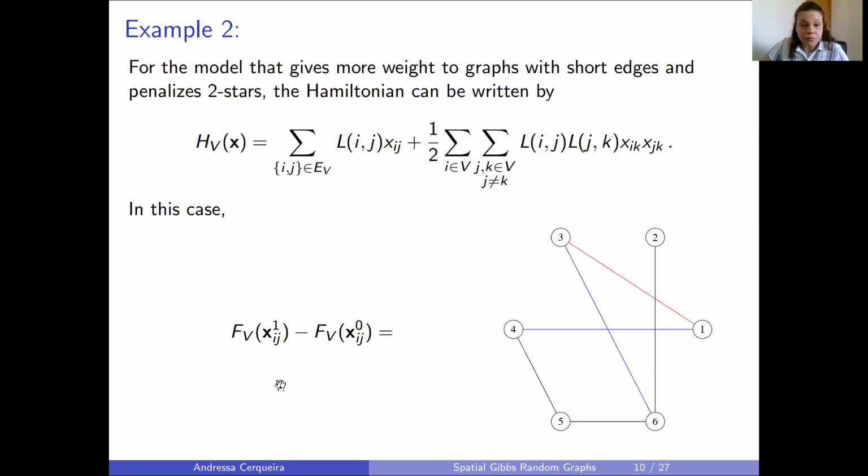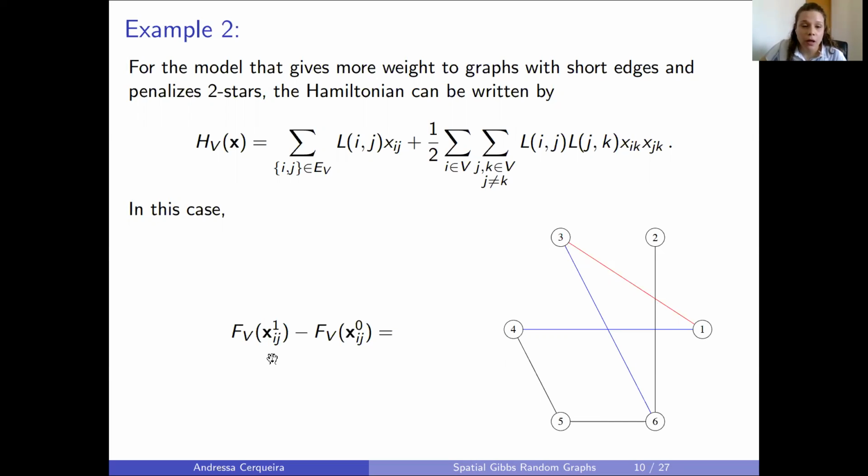The second model is a model where I'm going to have this Hamiltonian, where the first part is just counting how many edges I have. And the second part, that will be my function f, is counting the number of stars and penalizing by the length of the edges. So let's see what happens to this difference here. Suppose that i and j here are 1 and 3. So we are looking at this red edge here.